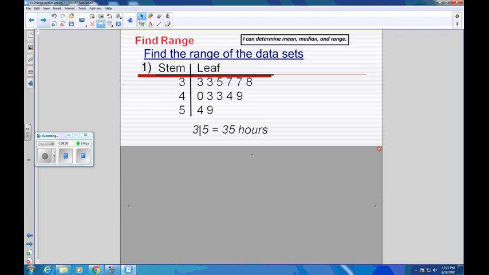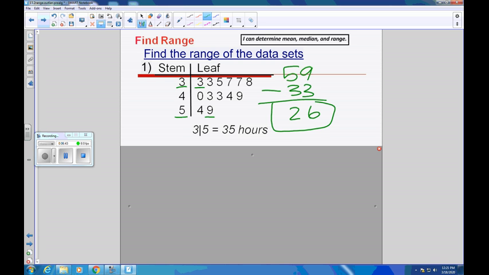So for these ones we are going to find the range. We are going to take the greatest value minus the least value. So I'm going to start, 59 is my greatest, right? I have 59. And then my smallest is 33. So I'm going to subtract 33. That leaves me with 26. My range is 26.